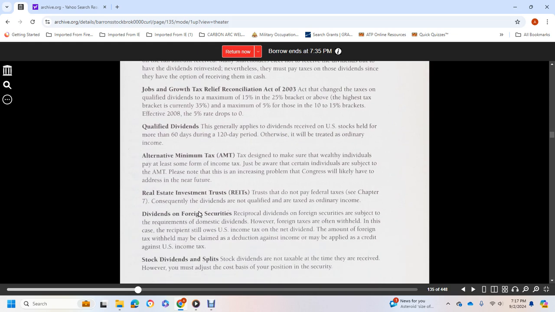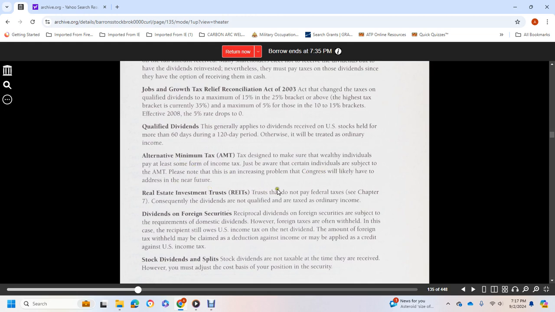Alternative minimum tax is designed to make sure that wealthy individuals pay at least some form of income tax. Be aware that certain individuals are subject to alternative minimum tax. Please note that the increasing problems of the AMT will likely have Congress address it in the near future.